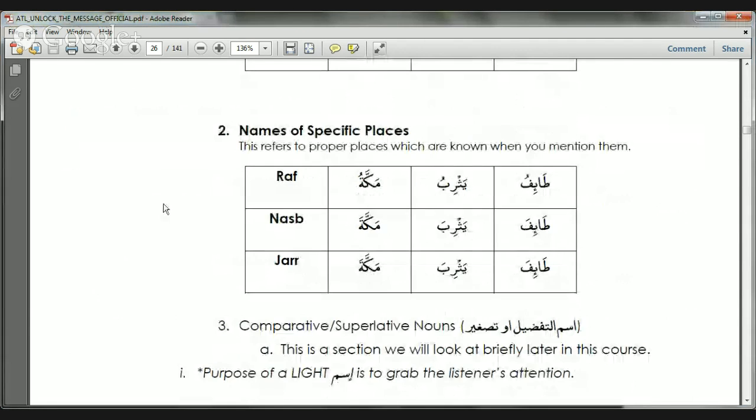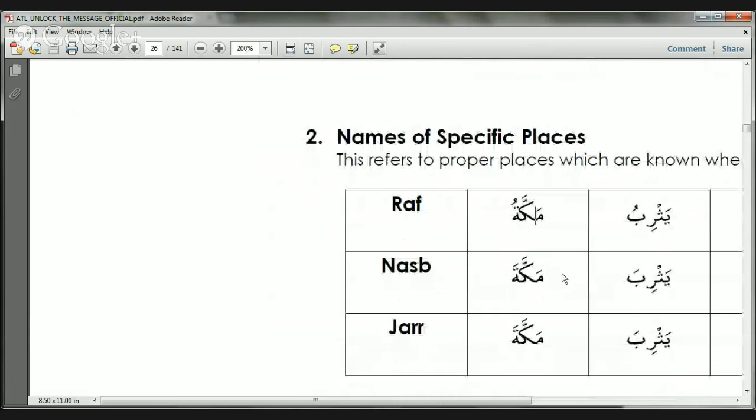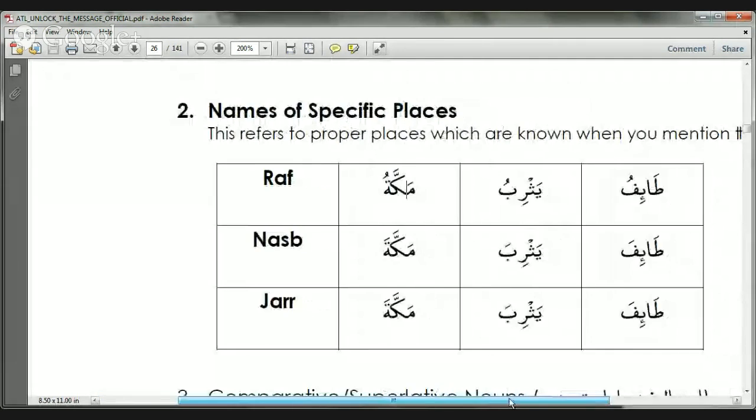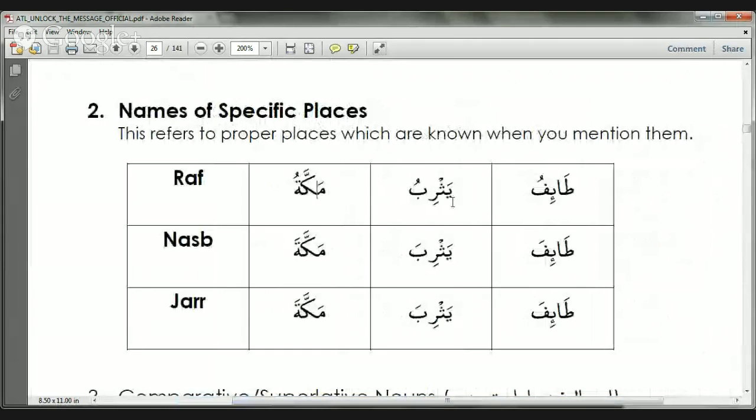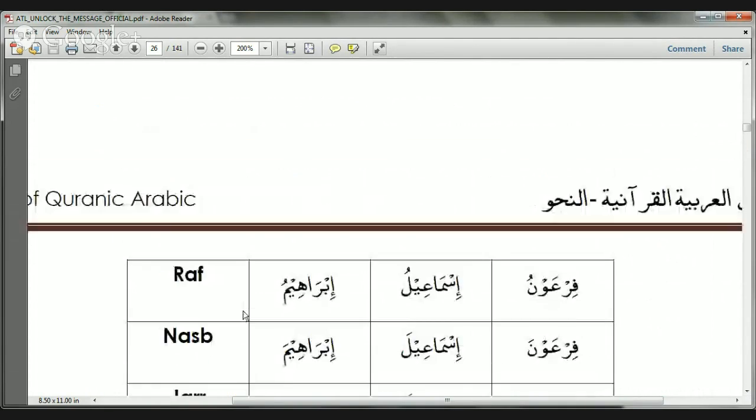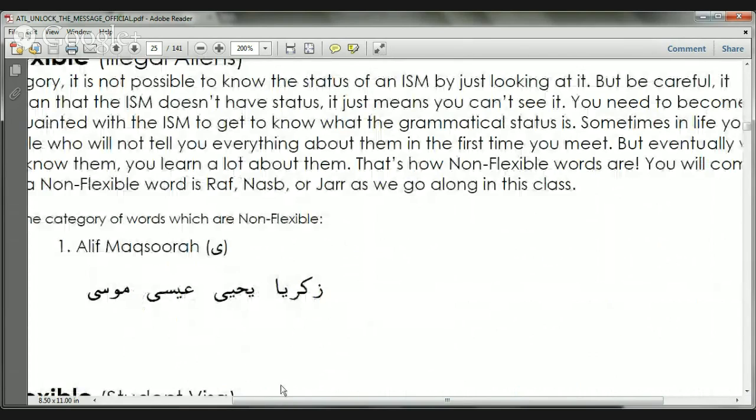The second category are names of specific places. Specific places. For example, Makkah. Makkah too is what it will be in Rafa. In Nasab and Jar, same thing, Makkata. Yathribu, Yathriba, Yathriba. Ta'ifu, Ta'ifa, Ta'ifa. Now this is for what? Partly flexible words. Now I want you to go back to fully flexible words. I want you to go back to that section.